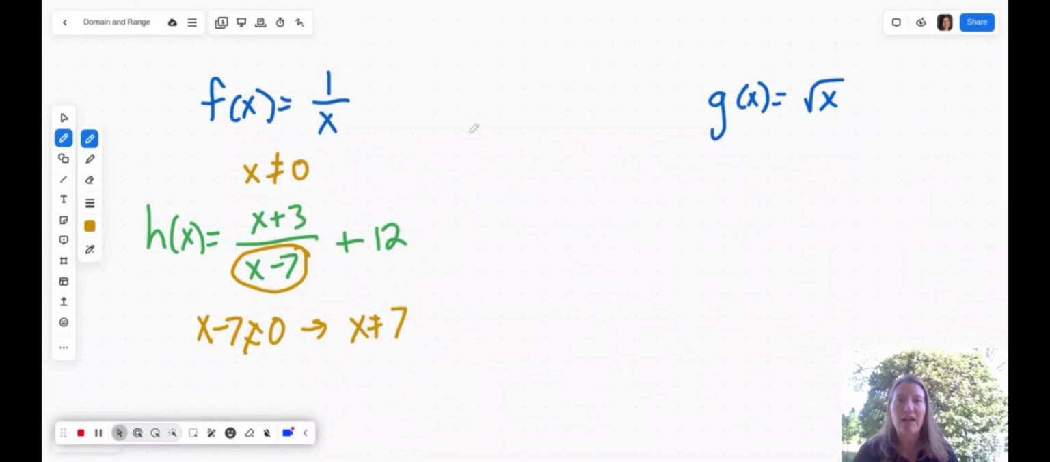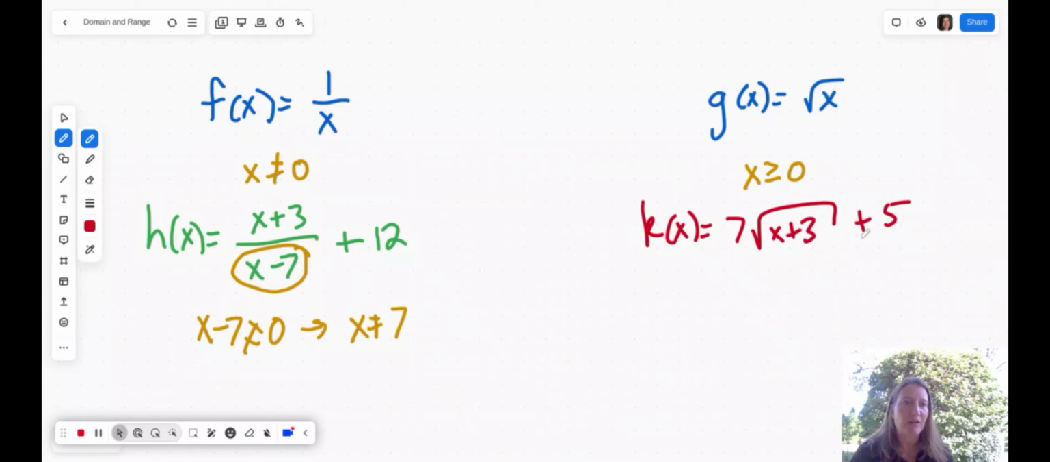A very similar thing happens over here in square root land. I cannot take the square root of a number that is negative, not in real numbers, so I'm going to say x has to be greater than or equal to 0. All real numbers greater than or equal to 0, and again, in a very similar way, if I have another function, which I'm going to call k, put a number out front, a number in here, a number on the end, okay? What matters is that the thing that's on the inside here, this x plus 3, has to be greater than or equal to 0.